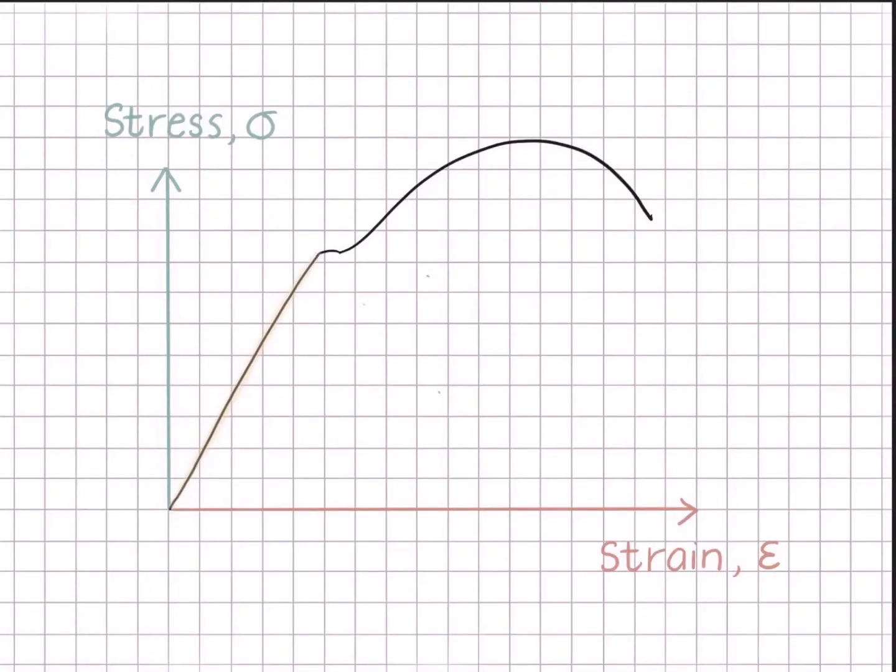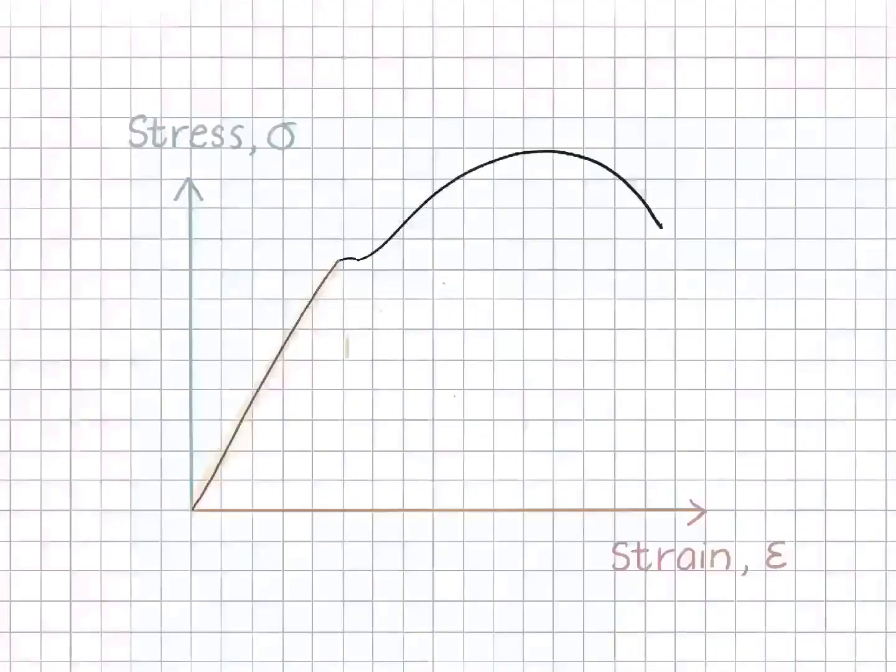This linear region corresponds to elastic deformation. And what that means is when you pull it, it snaps right back into place. So think of a rubber band. When you pull a rubber band and you let go, it snaps right back to its original shape without any change. That's elastic. It changes and it goes right back to normal.